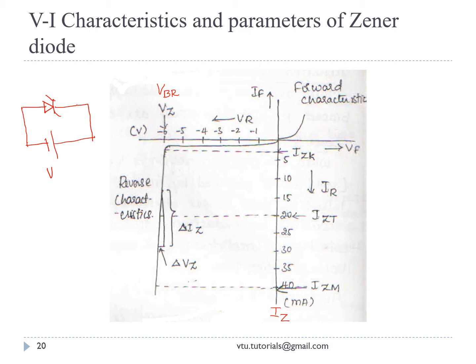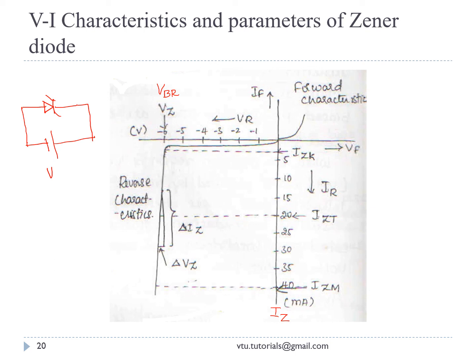The minimum value, here IZK, is the parameter mentioned here. It is the reverse current near the knee of the characteristic. So it is near the knee. It is the minimum reverse current to sustain the breakdown. So this current is essential to maintain the diode in the breakdown condition. Below this current it is still in the reverse biased condition, but after this minimum value of current IZK, it enters into the breakdown region.